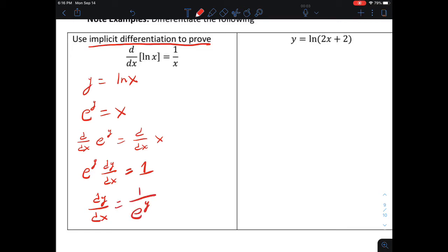And you might say, well, wait a minute, Metzinger, that is not 1 over x. Well, look at what e to the y could be substituted with. We said at the very beginning of the problem that e to the y is equal to x. And I put that back in, and that makes 1 over x.